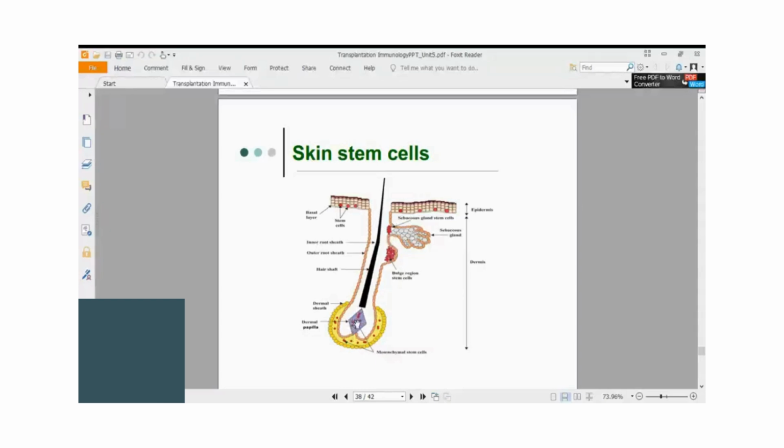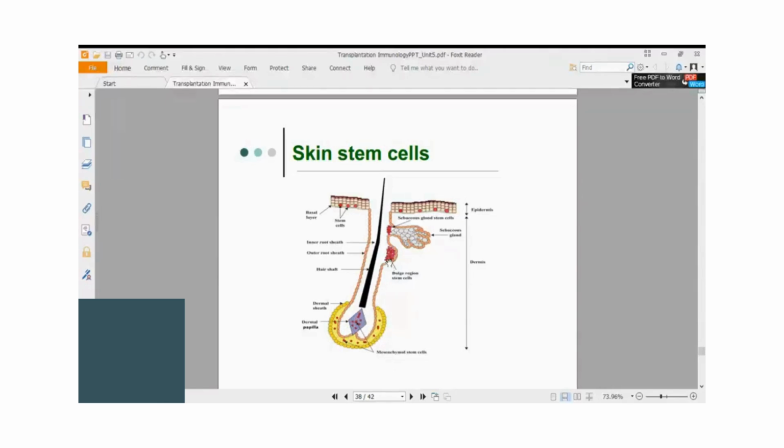The dermal papilla and the dermal sheath area contain a group of stem cells called mesenchymal stem cells. Those mesenchymal stem cells also have potentiality. Even though they are in the dermal area, they are capable of giving rise to both the layers of the skin, dermal as well as epidermal, when they are coaxed to grow. That means they become multipotent. So the mesenchymal stem cells in the dermal papilla and dermal sheath are also multipotent.